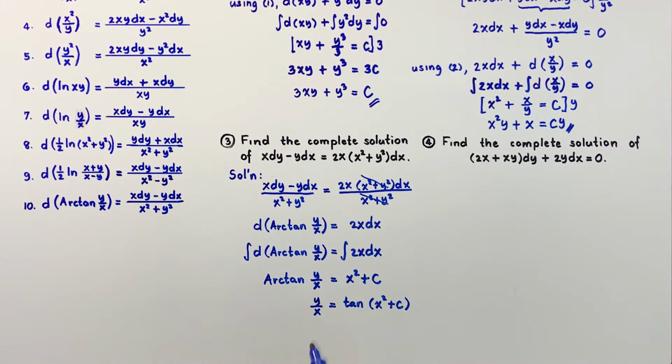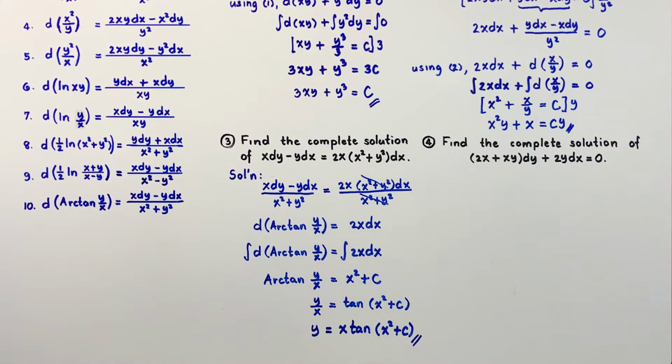So, multiplying both sides of the equation by x, we have y, which is equal to x times the tangent of x squared plus c here. And this is our solution for the given differential equation.